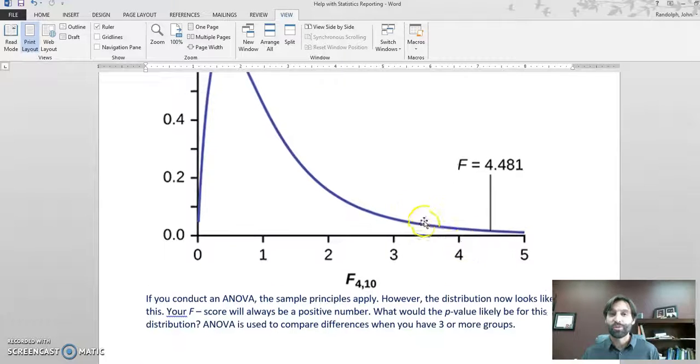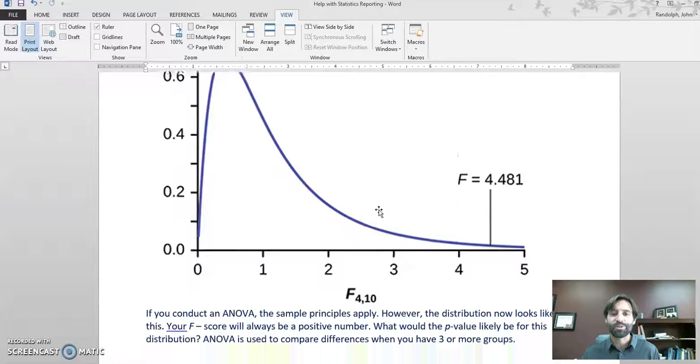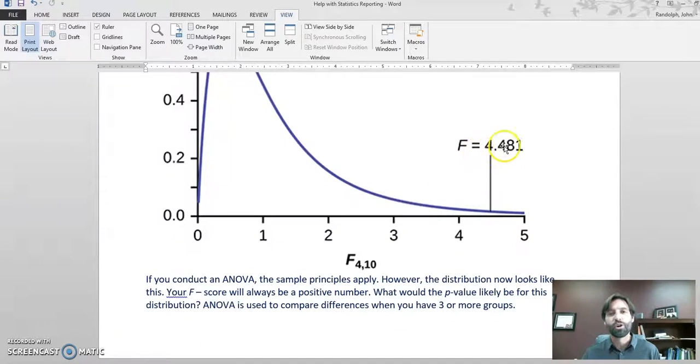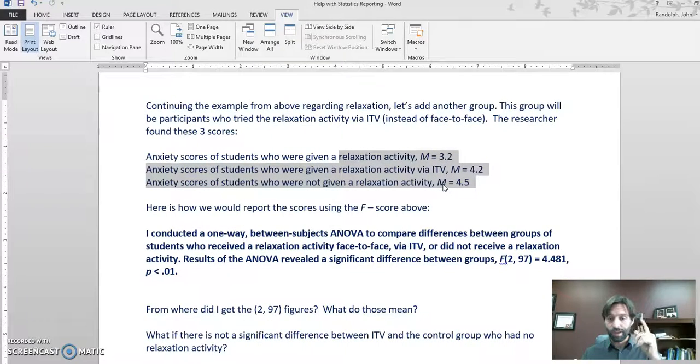And so it's still the same thing. If you had a score of about 1, you're looking at most of the population right there. Most scores should be 1 or less. So if you have a score of 3 or more, you're probably going to be significant. So in this case, we had an F-score of 4.481. Let's look at how we would report that and how we make sense of that.